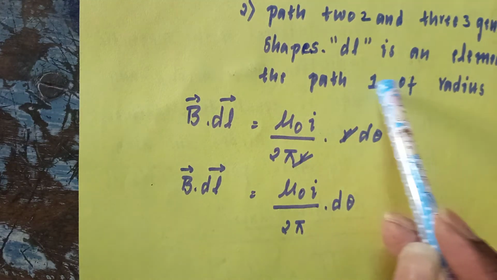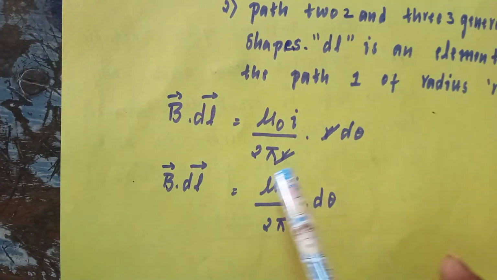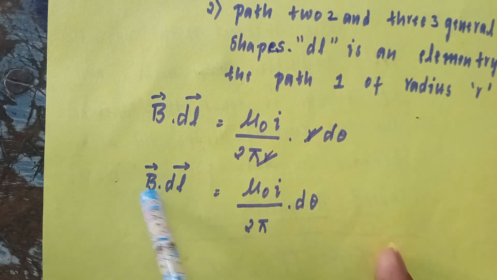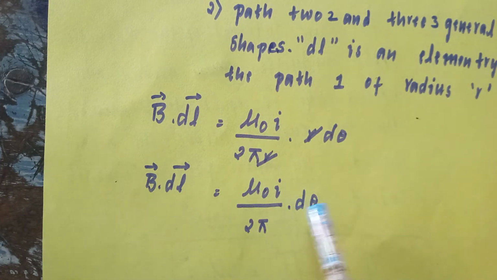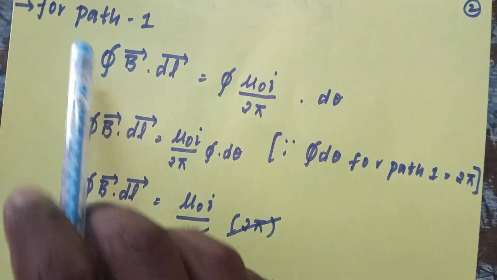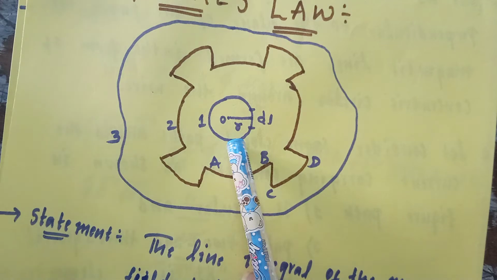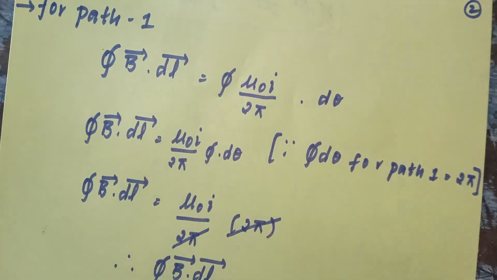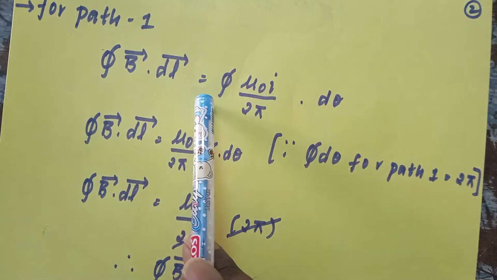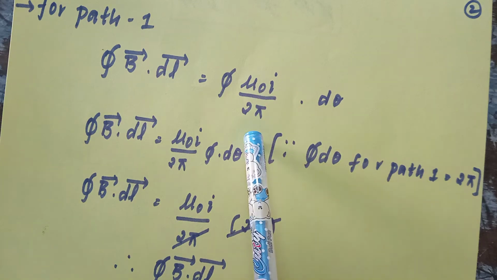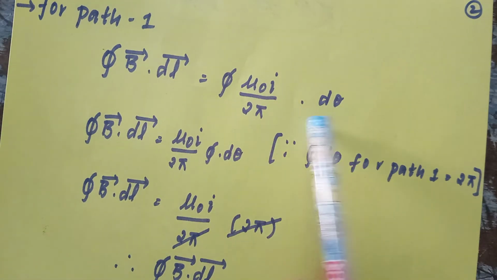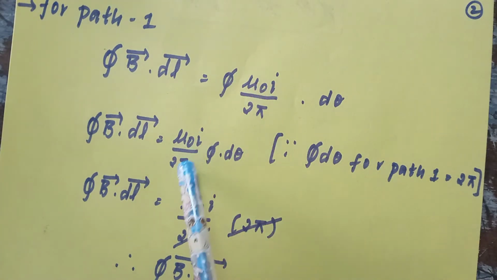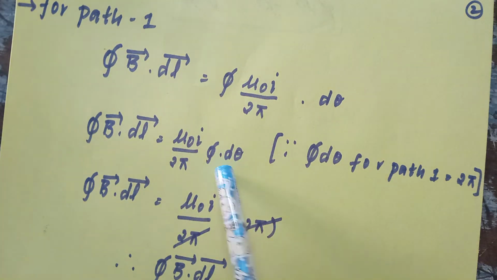The particle is revolving continuously, and the circumference of a circle is 2 pi r, so the r gets cancelled. The remaining B dl is equal to mu naught I by 2 pi into d theta. For path 1, the circular shape, dl is an elementary path of radius r. Now the integration of B dl over the circle is equal to the integration of mu naught I by 2 pi d theta. Here the particle is rotated through the angle d theta. Mu naught I by 2 pi is constant, so you can write it outside of the integration, leaving the integration of d theta over the circle.